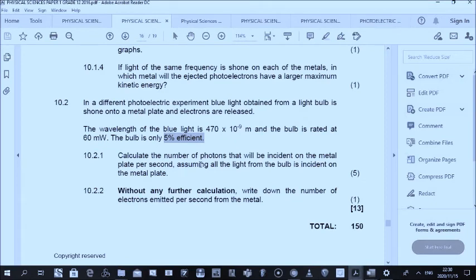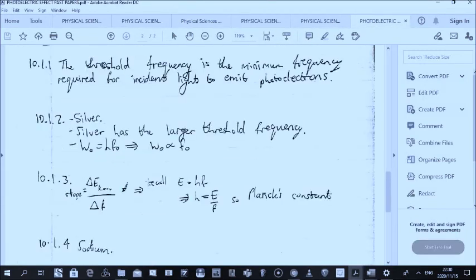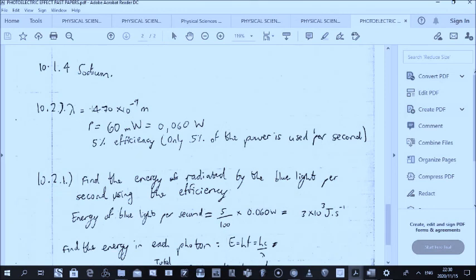So what the question asks us is to calculate the number of photons that will be incident on the metal plate per second, assuming all the light from the bulb is incident on the metal. So in order to find these photons, we need to find the total energy emitted by the blue light, and then we would have to divide it by the energy contained in one photon of the blue light. So how are we going to do this?